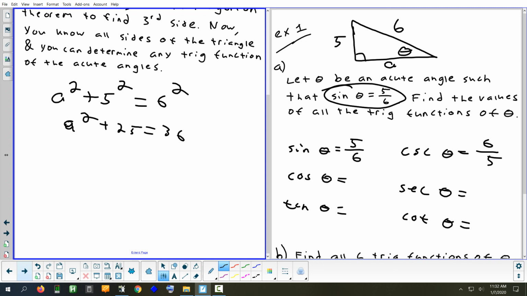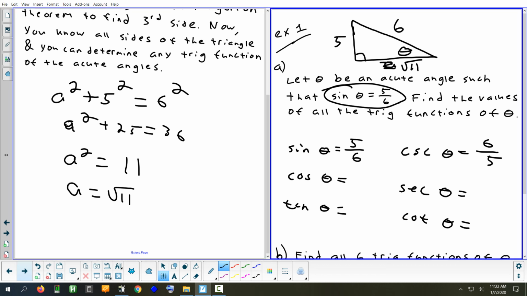Okay. How about Elias? What would I do next to start to get A by itself? Subtract 25. 36 minus 25 is 11. Last step. Kaya, what would be my last step? Yeah, we're going to take the square root to get rid of the exponent. Now, generally, we do not write this as a decimal. When we start doing some other stuff tomorrow, we'll use decimals. But for today, we're just going to leave that as square root of 11. Don't worry about the decimal. Okay, so now we can write our cosine. Can somebody tell me what is the cosine of theta?